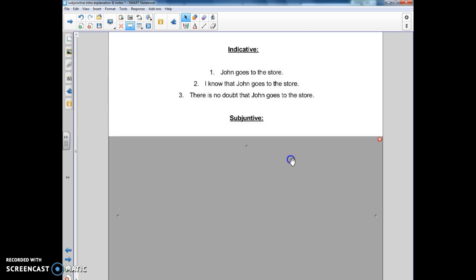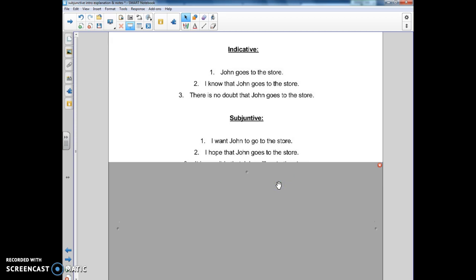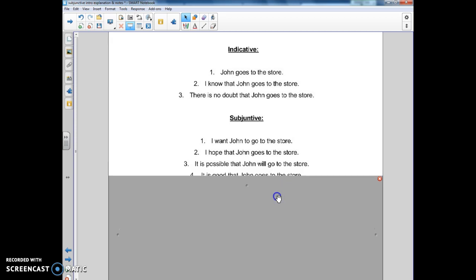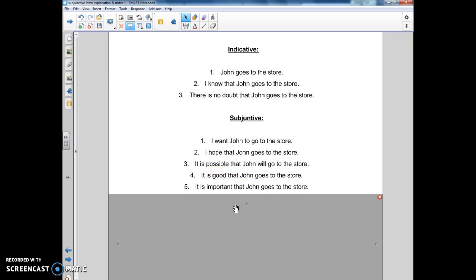The subjunctive would look something like this. I want John to go to the store. That doesn't mean he's going to go, but I want him to go. I hope that John goes to the store. It is possible that John will go to the store. It is good that John goes to the store. So here I'm showing subjectivity. It is important that John goes to the store.